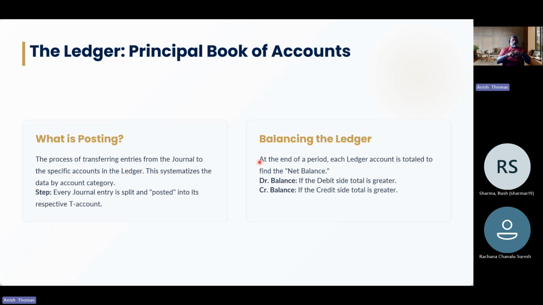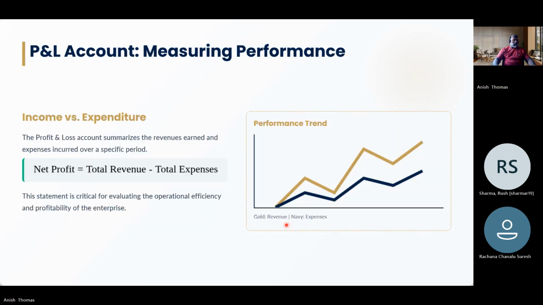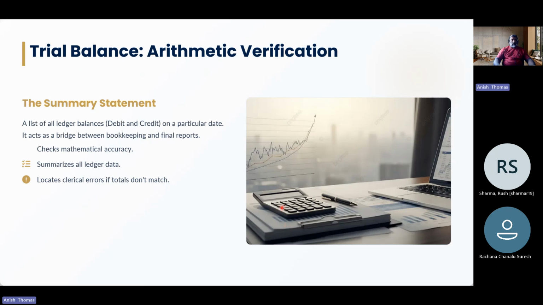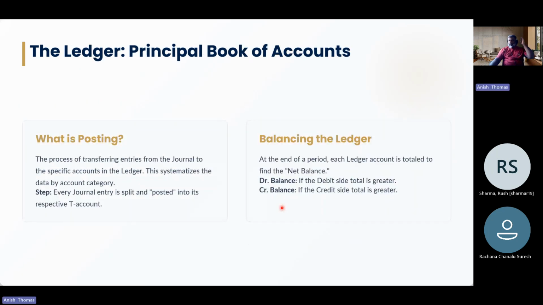But there may be people who want to close their books on a monthly basis, on a quarterly basis, etc., based on how they want their reporting to be done. That is why we avoid using the term at the end of the year or at the end of the month. We usually use the term at the end of the accounting period. So it can be what the user defines it to be. If the debit side is greater, it's a debit balance, and if the credit side is greater, it is a credit balance. So that is how a ledger is created.